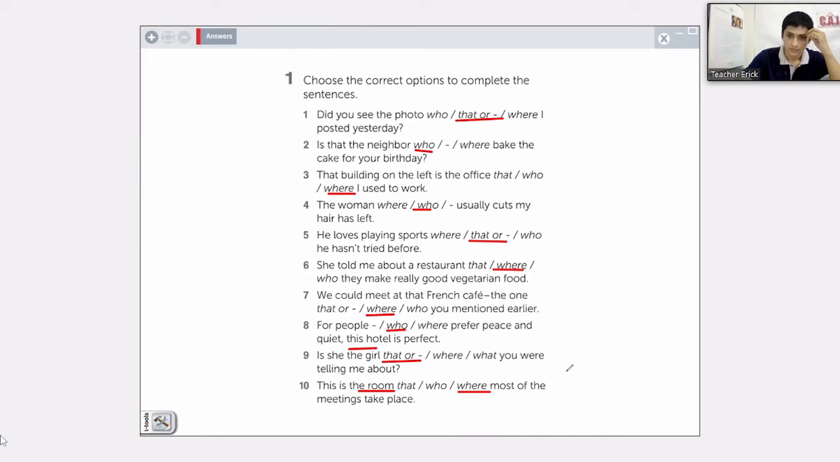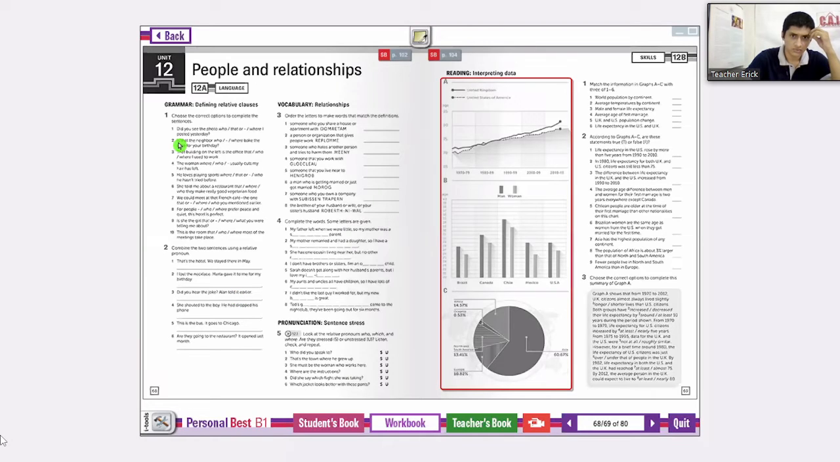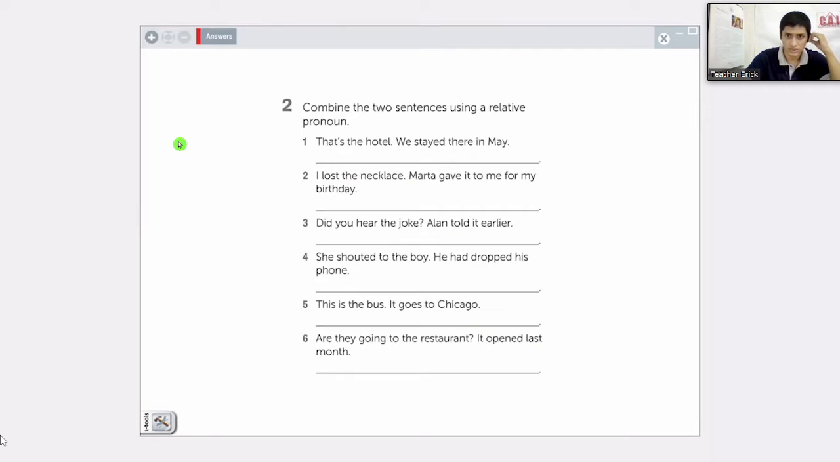So let's move on now. In exercise 2, what we have to do is join the two sentences using relative pronouns. That's the hotel we stayed at in May. So, what is the relative pronoun for number 1?